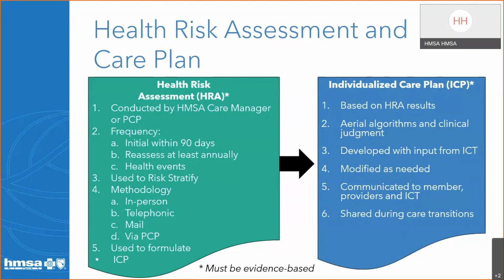In the box on the right-hand side of your screen, we describe for you how the care plan is developed. Based on the health risk assessment results, HMSA will use its algorithm and clinical judgment, as well as obtain input from the interdisciplinary care team to develop the individualized care plan. The care plan will be modified as needed. Once completed, we'll communicate to the dual care member, their primary care provider, and members of the interdisciplinary care team. We also share the care plan through care transitions.